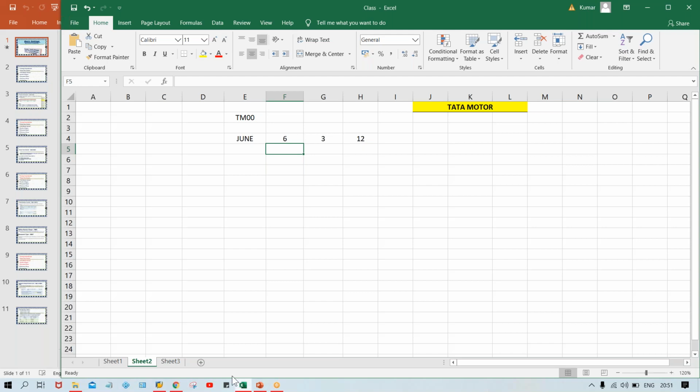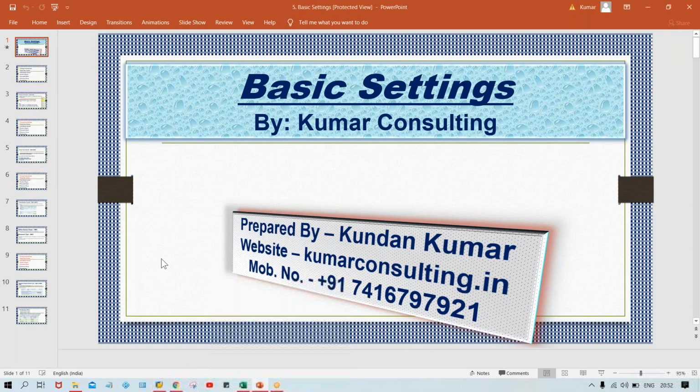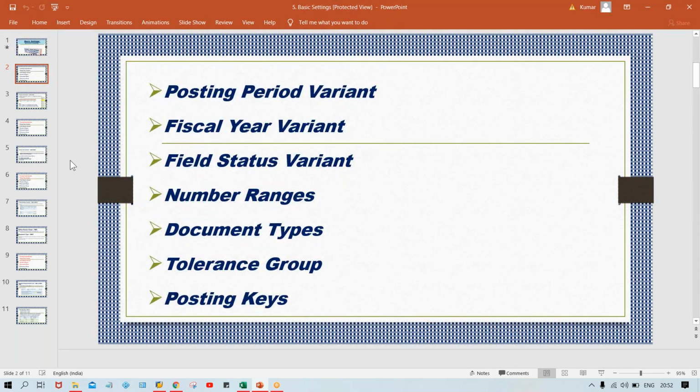So now, look here, guys, basic settings. We have to do multiple configurations in basic settings. What those configurations are, what the use of those configurations is, and what kind of controls there are, we are going to discuss one by one. First of all, look at your posting period variant. What is this posting period variant? What is the use of the posting period variant?